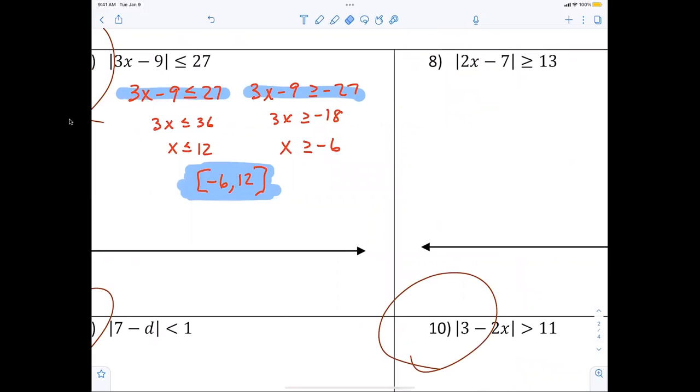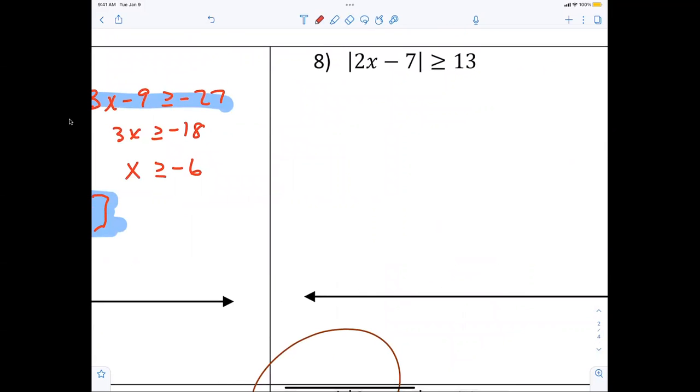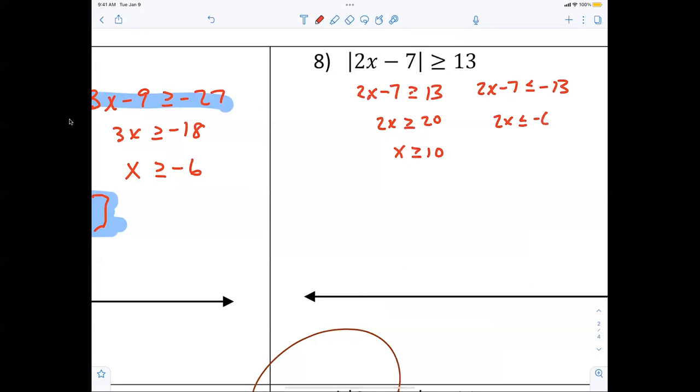Just to make sure, see how you did last night. So again, 2x minus 7 greater than or equal to 13. And then we would say 2x minus 7 is less than or equal to negative 13. So when I add 7, 2x is greater than or equal to 20. So x is greater than or equal to 10. Over here, 2x is less than or equal to negative 6. So x is less than or equal to negative 3.